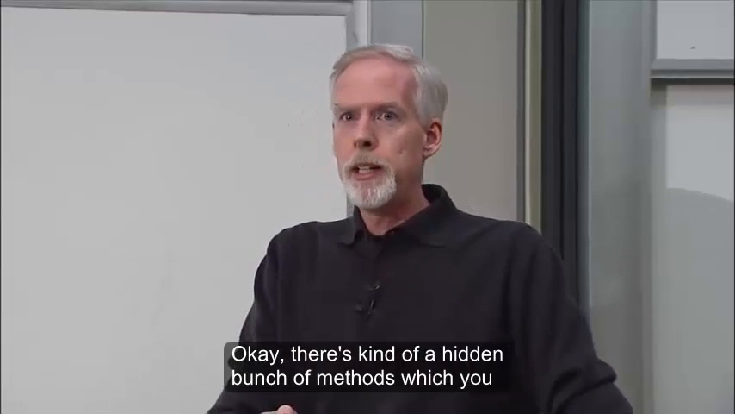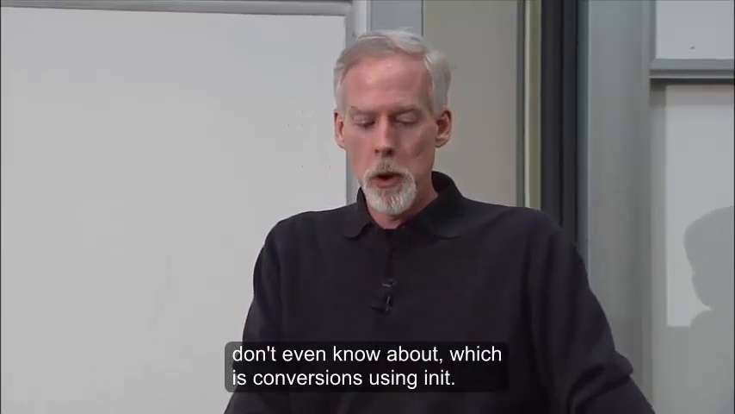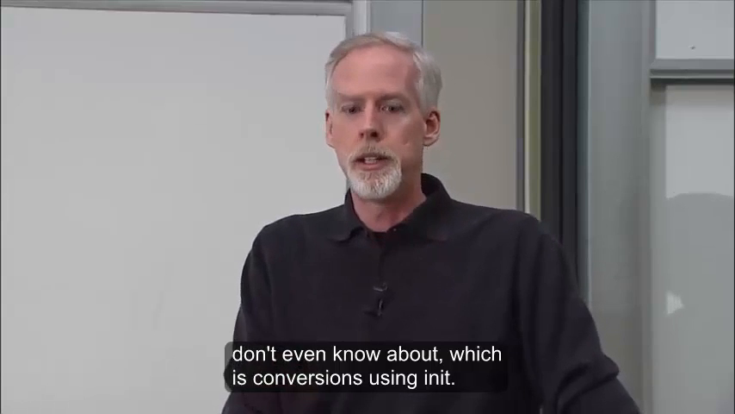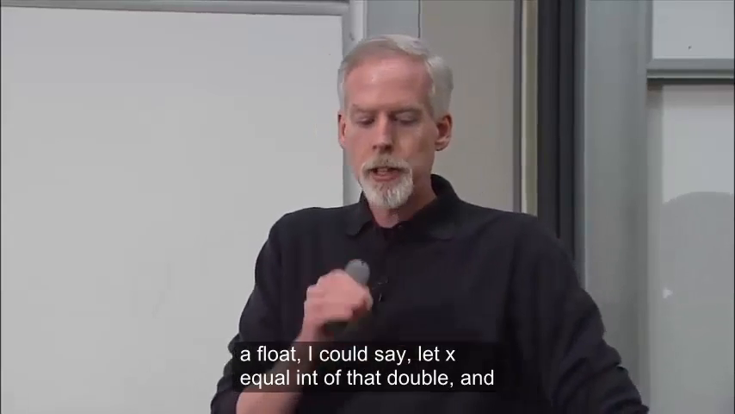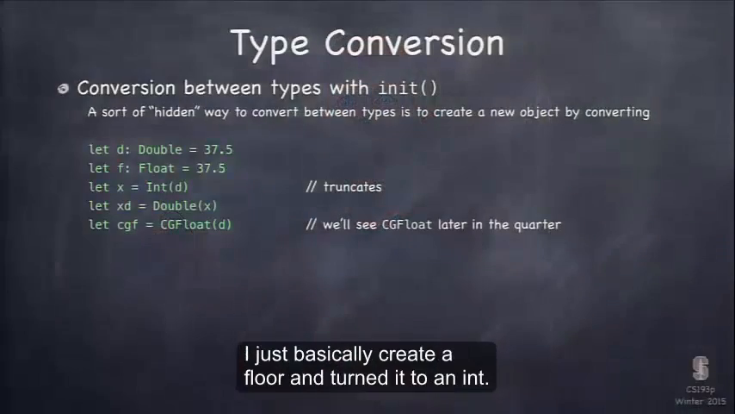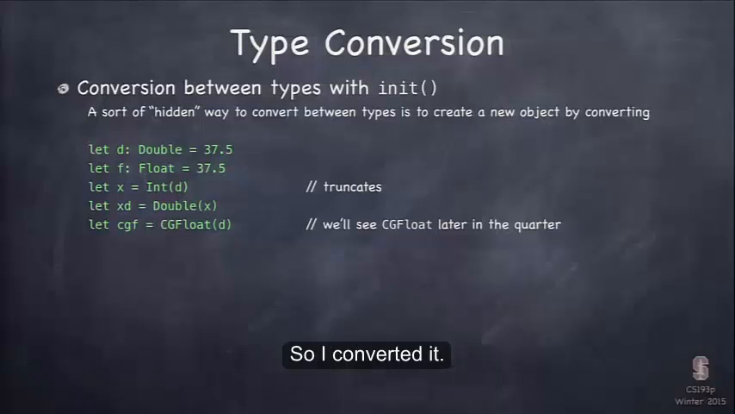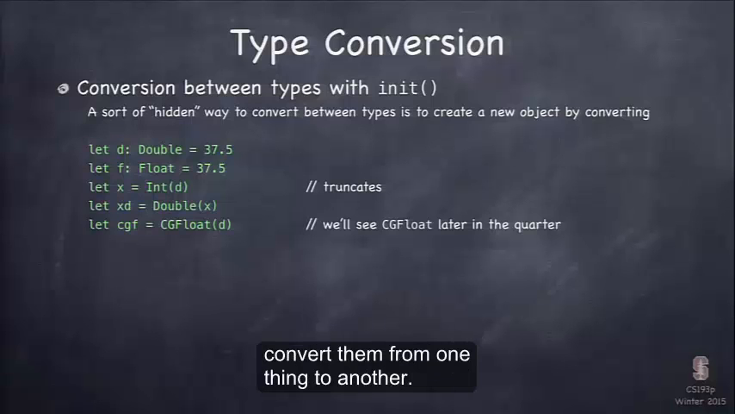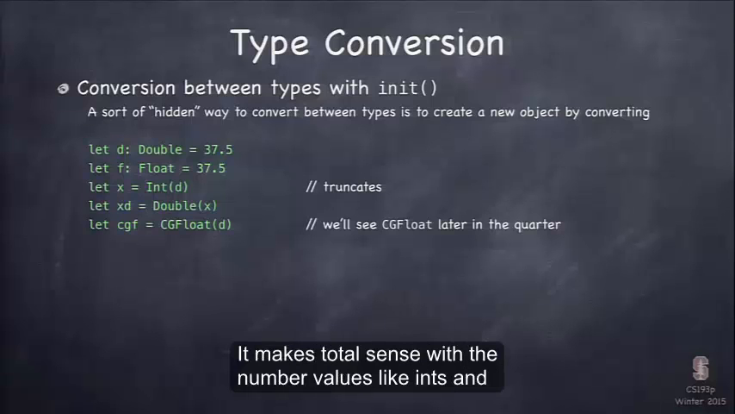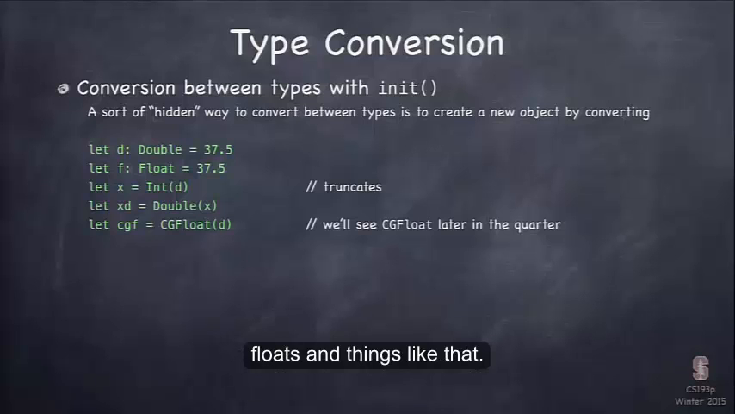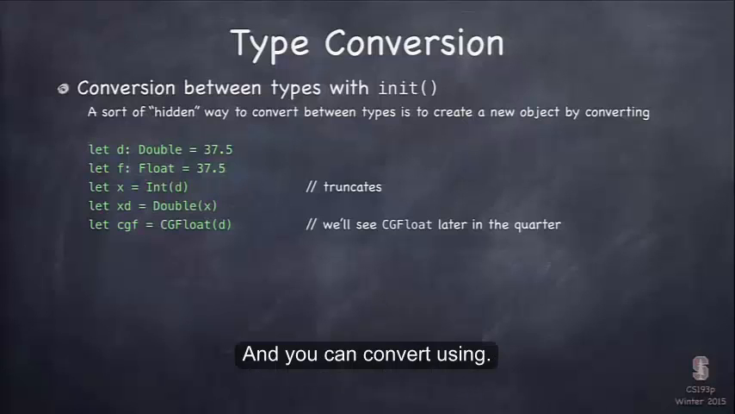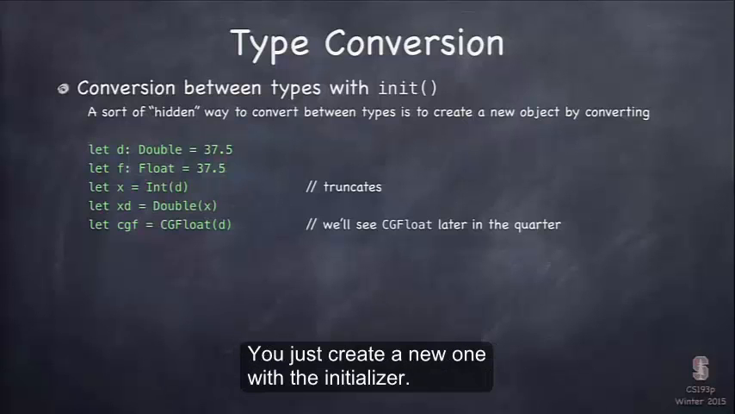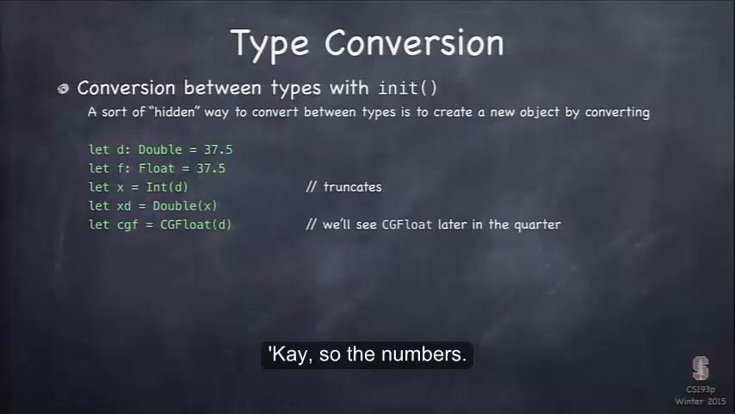All right. There's kind of a hidden bunch of methods that you don't even know about, which is conversions using init. So, for example, if I had a double and a float, I could say let x equal Int of that double. And I just basically created a floor and turned it into an int. So I converted it. You convert things from one thing to another. It makes total sense with the number values like ints and floats and things like that. And you're going to see CGFloat next week. That's another kind of floating point number. And you can convert using, there's no toInt or anything. You just create a new one with the initializer.